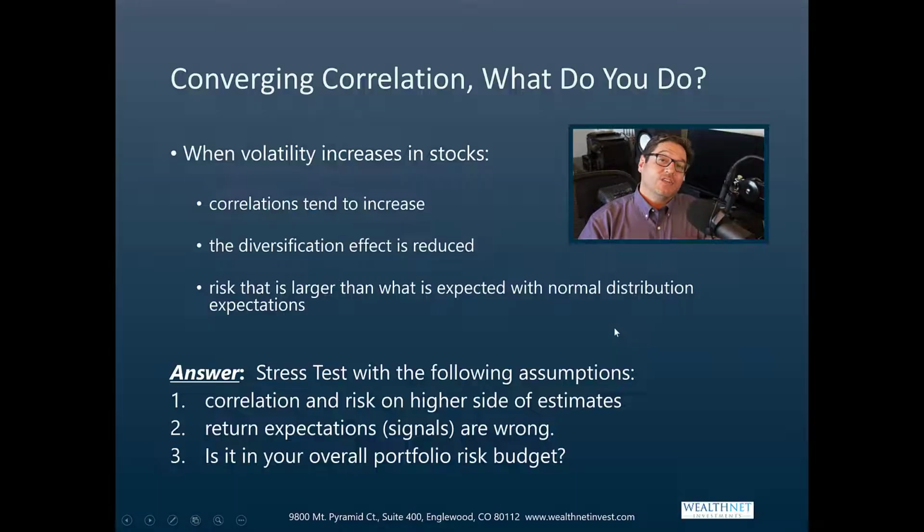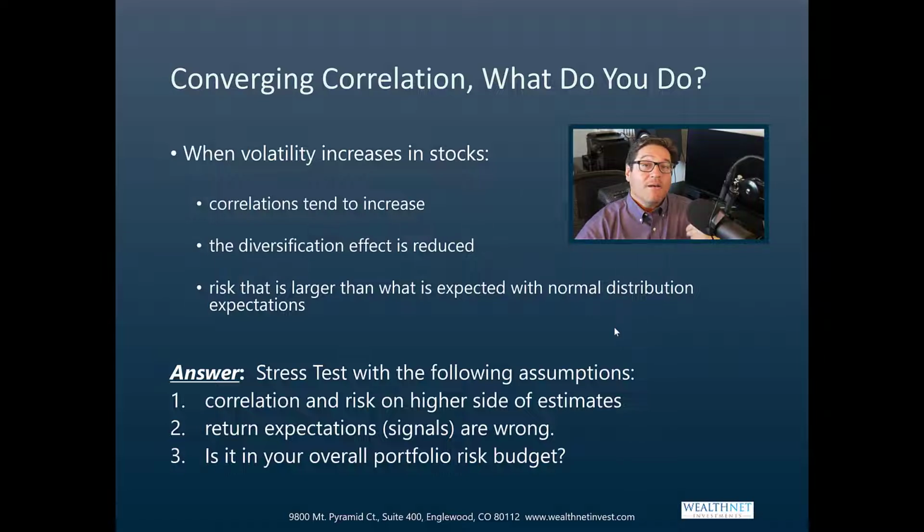So, converging correlation. When volatility increases in stocks, for example, correlations tend to increase. We've kind of established that. The diversification effect is reduced. So we know that we have more risk then. That leads to higher risk than we would expect in a normal distribution. That's the main point here. So what is the answer? Well, our answer to this is to stress test with the following assumptions. We want to stress test our portfolio construction when correlations and risk are on the higher side of our estimates.